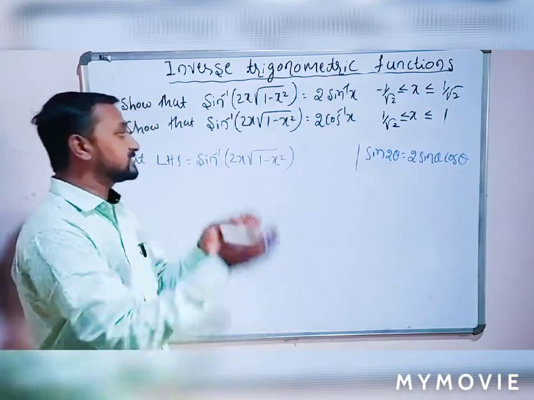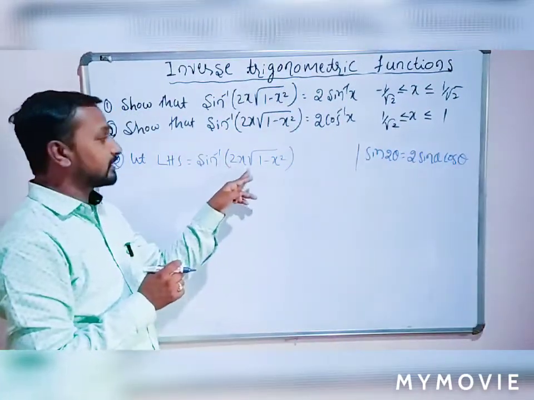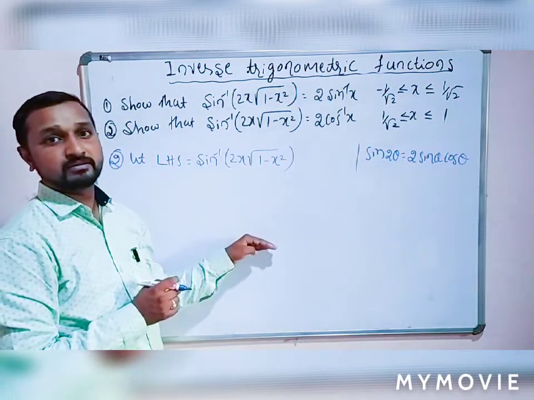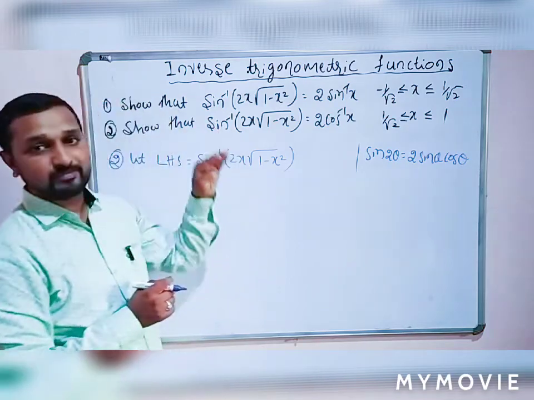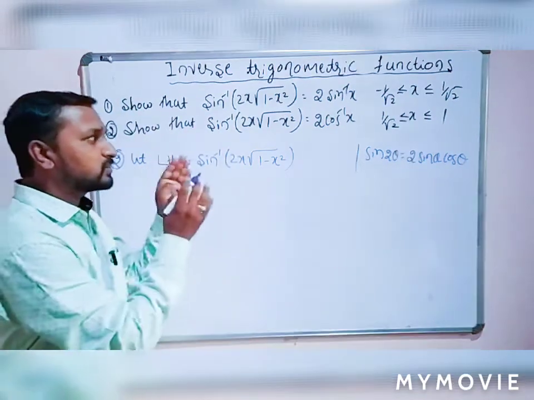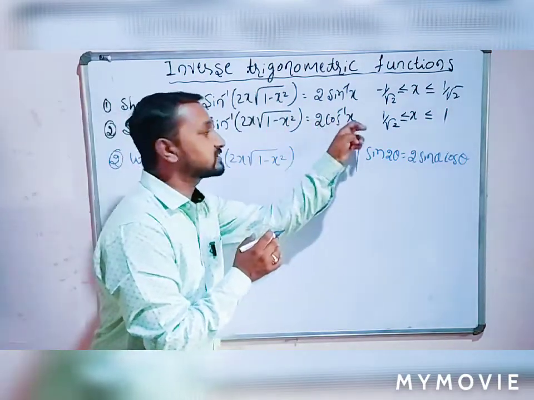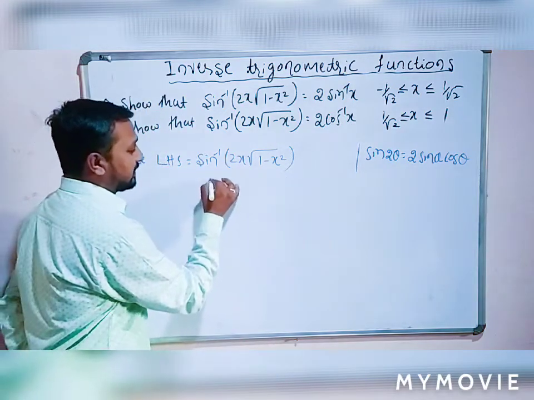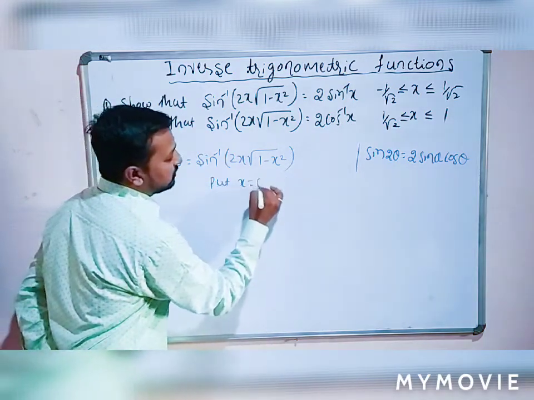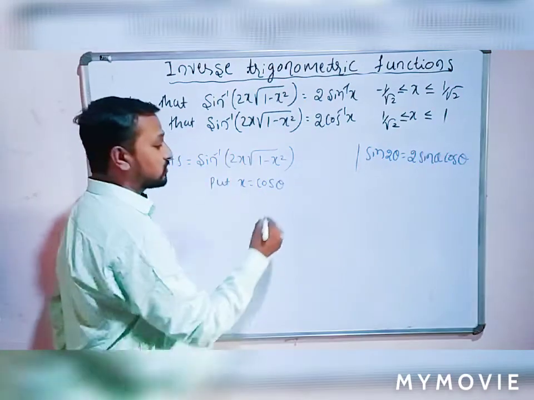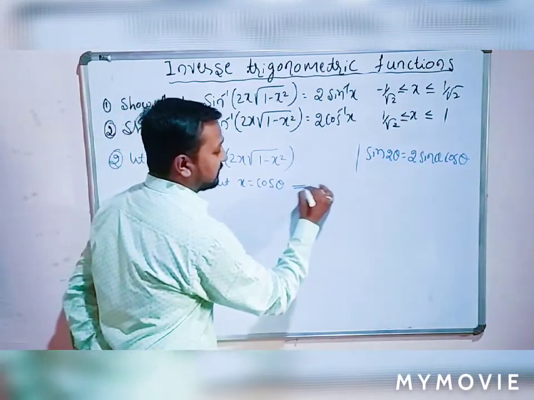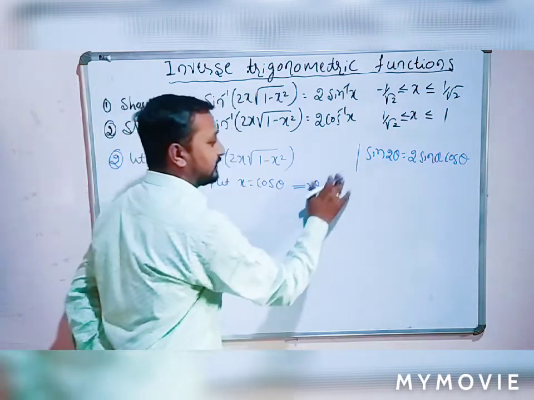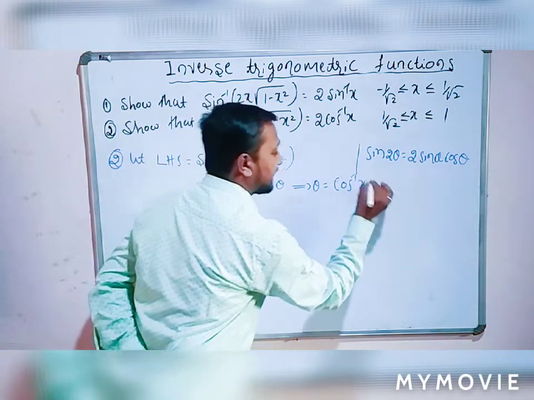If we put x equal to sin theta, 2 sin theta into root of 1 minus sin square theta is nothing but cos theta, so the same sin 2 theta formula comes. Put x equal to cos theta, and the same formula comes. We have to show cos inverse of x, that's why in this example we put x equal to cos theta. Then theta is equal to cos inverse of x.